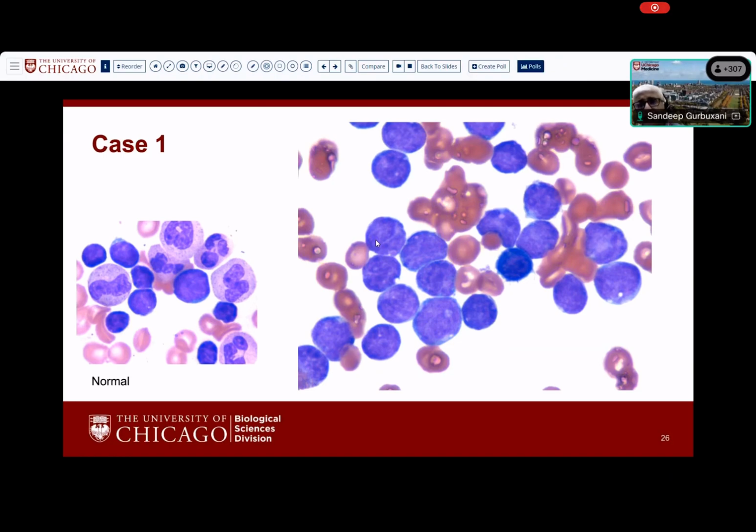I'm not going to show you the flow plots today, but the flow cytometry did show the appropriate immunophenotype with CD19 expression, which is a B cell antigen, expression of TdT, which is seen in precursor B cells and precursor T cells, and CD34 and CD10. So very typical morphology, very typical immunophenotype.